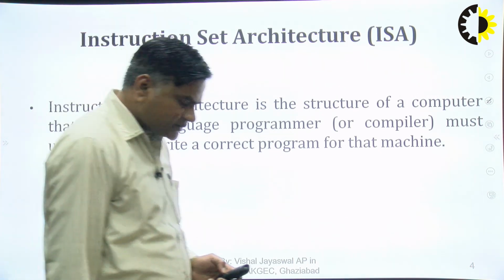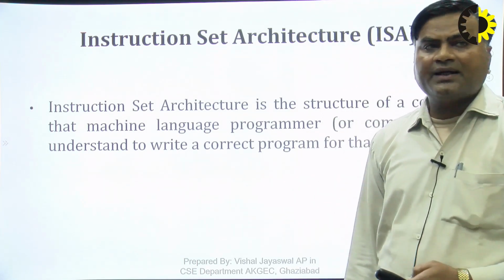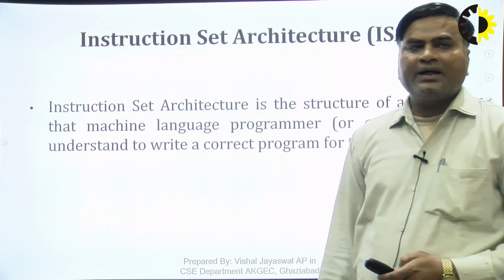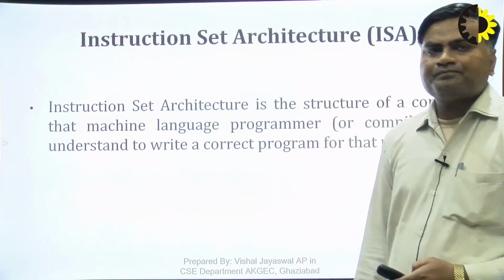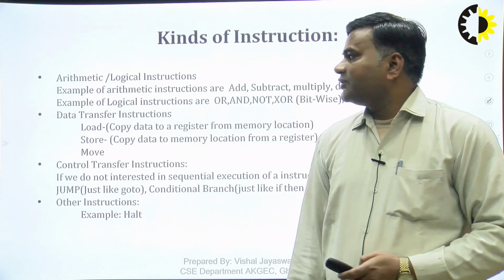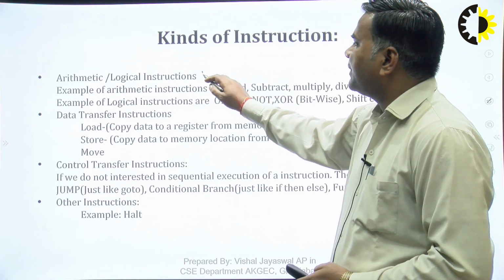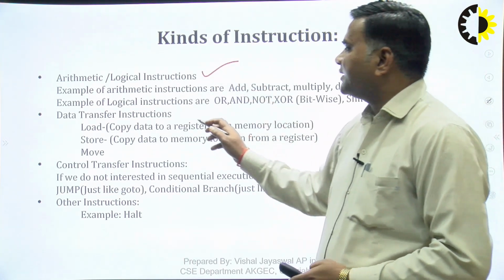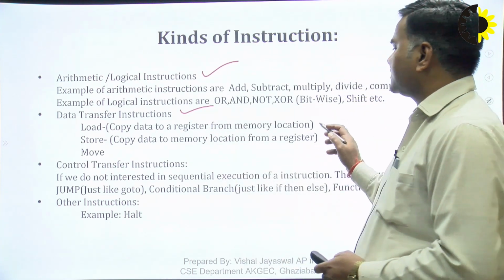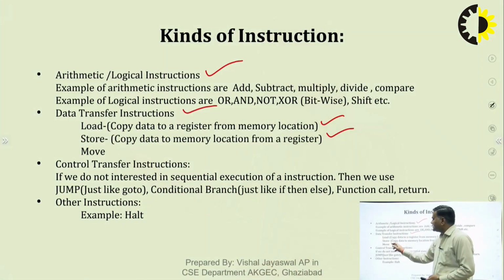If we talk about the instruction set architecture, the instruction set is the structure of the computer that a machine language programmer or compiler understands to write a correct program for that instruction set. Kinds of instructions: we have logical and arithmetic instructions. Next is data transfer instruction. In data transfer instruction, two instructions are used, that is load and store. We also use another data transfer instruction, that is move.